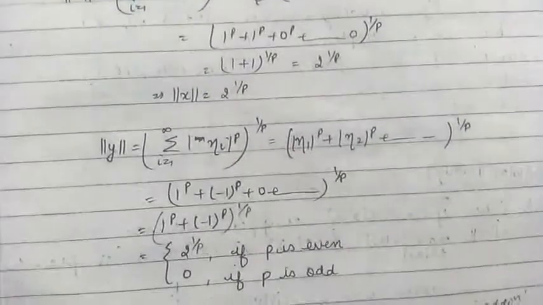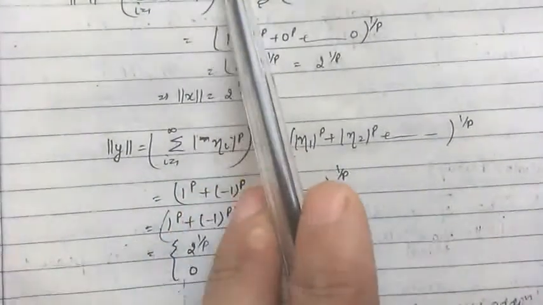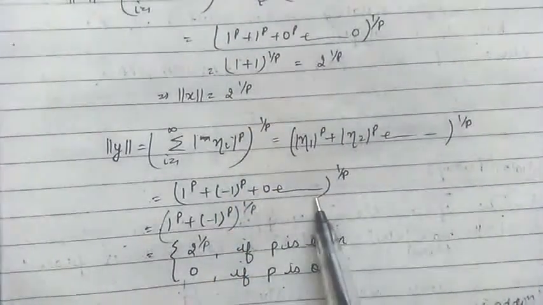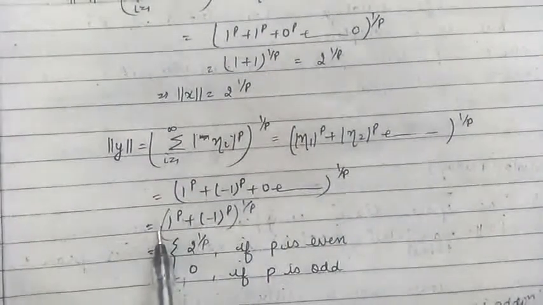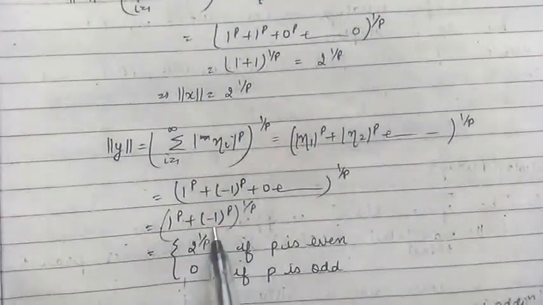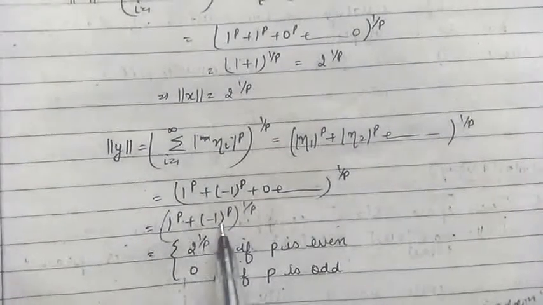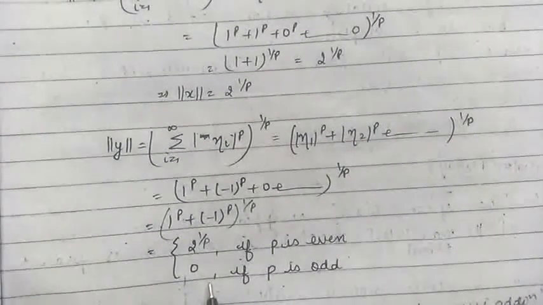Now let us find the norm of y. The norm of y means (|1| raised to the power p plus |-1| raised to the power p and so on) whole raised to the power 1 by p. Now this is 1, and -1 raised to the power p depends upon p. If p is even, this will become 2 raised to the power 1 by p. If p is odd, this will become 0.